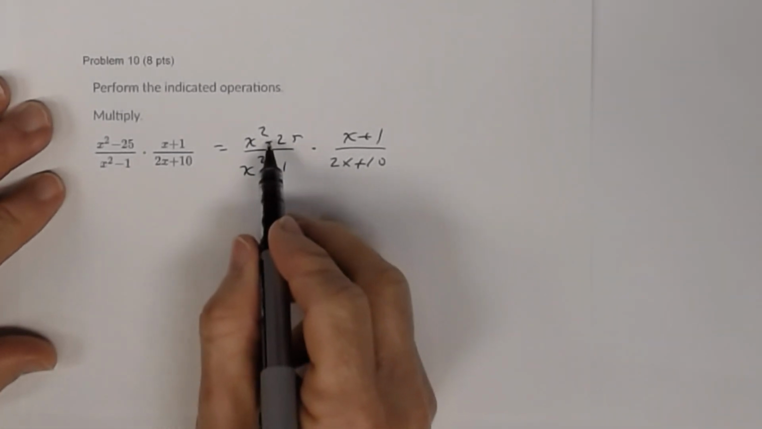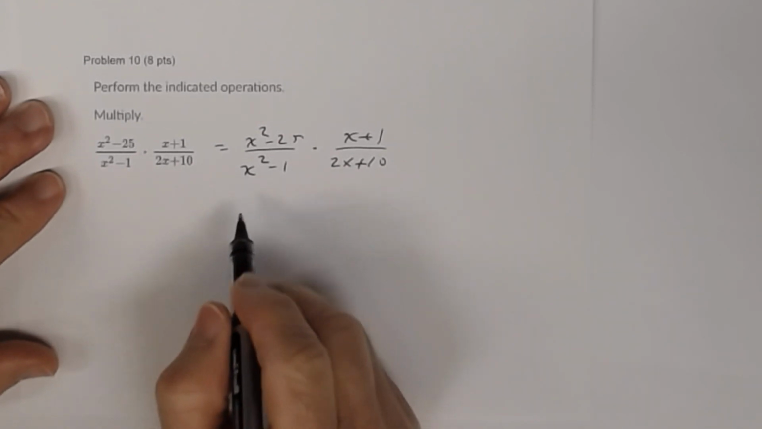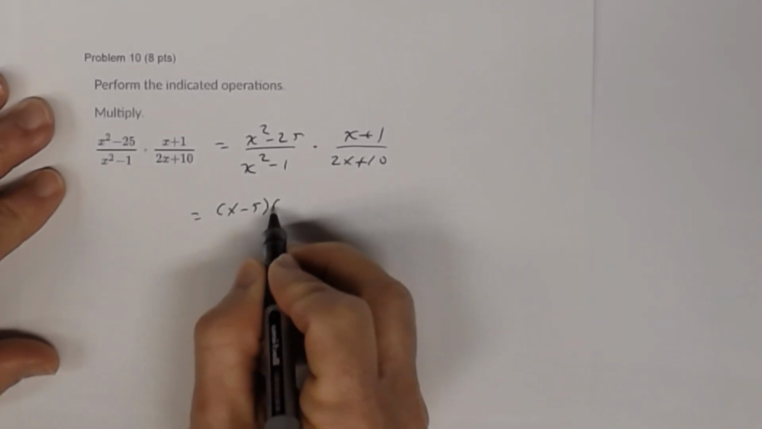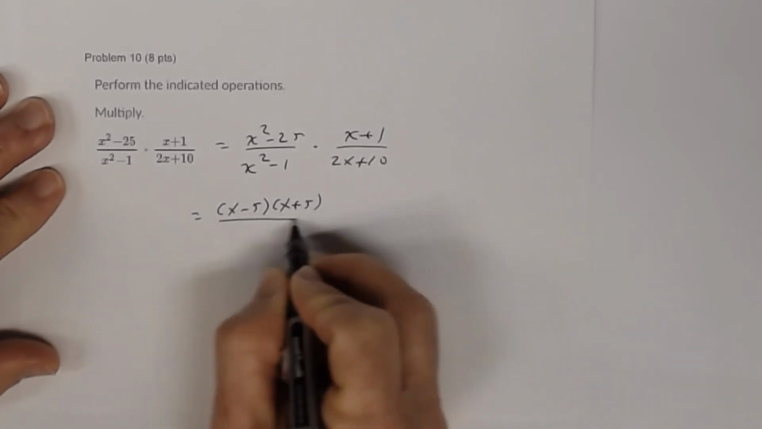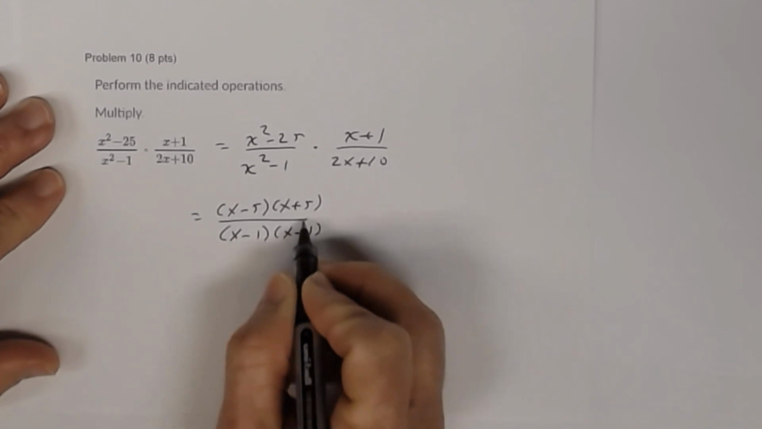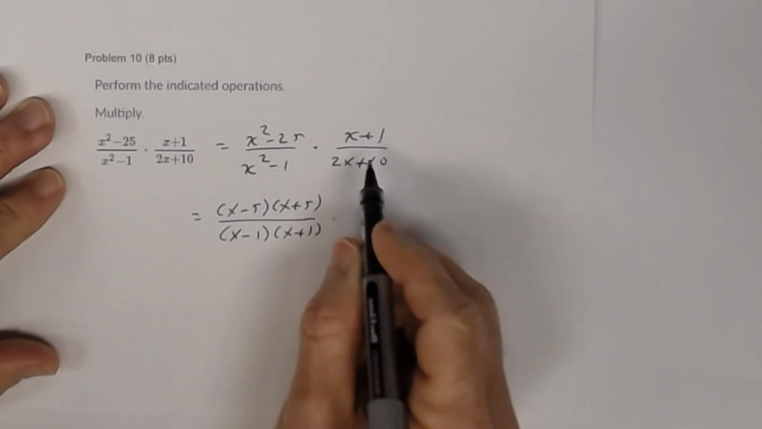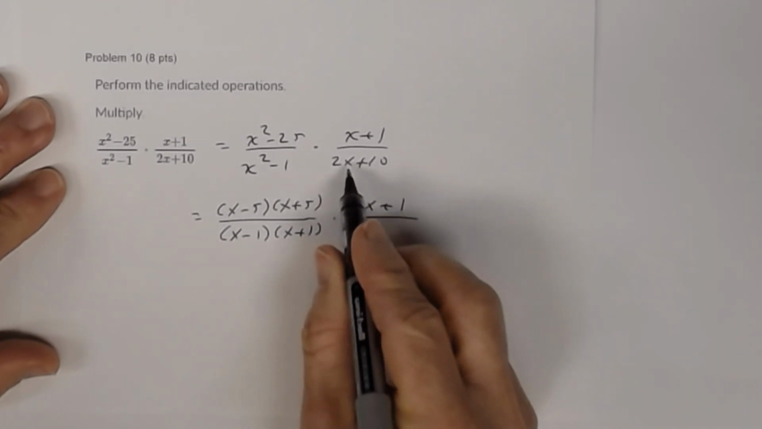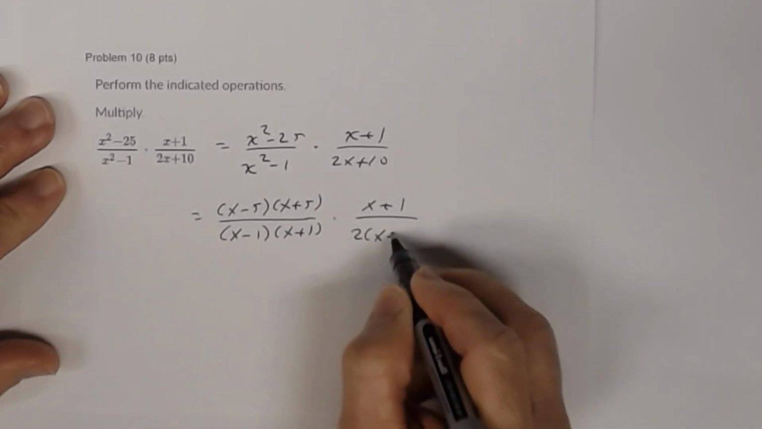So the numerator and the denominator are both difference of two squares, so I can factor the numerator here as x minus 5 times x plus 5, and the denominator I can factor as x minus 1 times x plus 1. The numerator, I cannot factor x plus 1, so I'm going to leave it as x plus 1. The denominator, I can factor out a 2, so I get 2 times x plus 5.